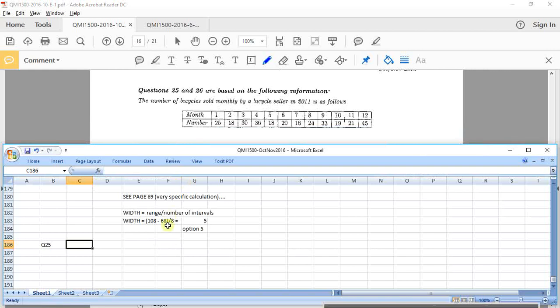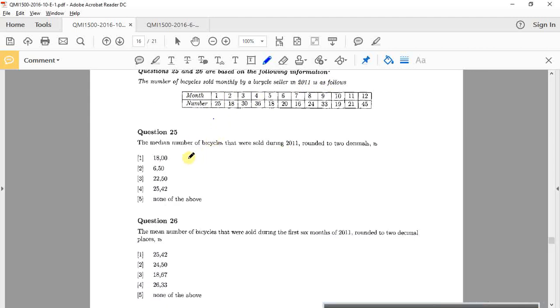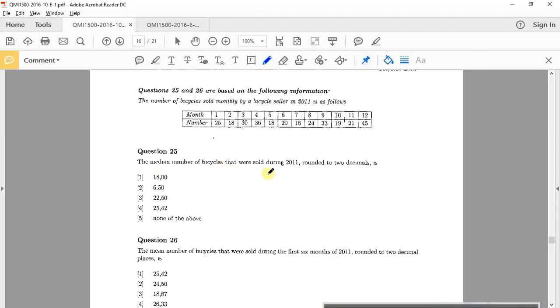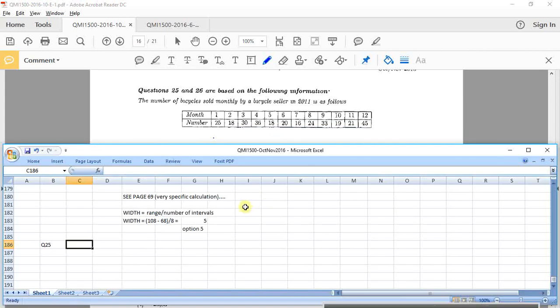Alright, last 5. Questions 25 and 26 are based on the following information. Number of bicycles sold monthly by a bicycle seller in 2011 is as follows. Month and number. Great. What do they want? The median number of bicycles that were sold during 2011. So median means middle point. To get the median, I need to order the data. What's my smallest figure? Let's just write these down: 9, 10, 11, 12. Okay, so let's put them in order.